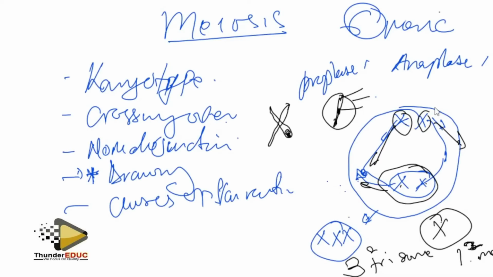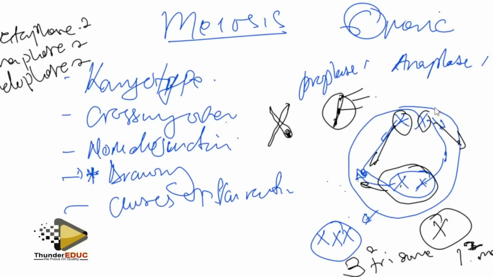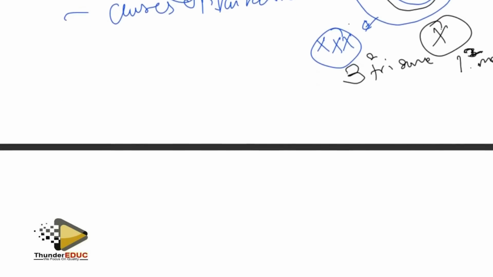I want to give you one thing students always mess up with. It is metaphase. Listen carefully. Don't go away. Anaphase, then telophase. I'm going to say this: metaphase 2, anaphase 2, telophase 2. When these chromosomes, let me show you here down.